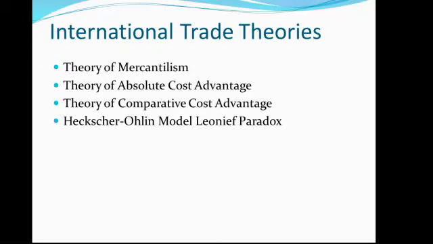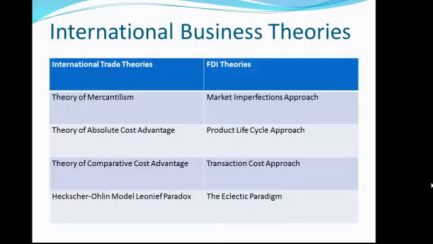In the international trade theories, we have theory of mercantilism, theory of absolute cost advantage, theory of comparative cost advantage, and the Ohlin model. In FDI theories, we have the market imperfections approach, product life cycle approach, transaction cost approach, and the eclectic paradigm. So these are the two kinds of international business theories that we have.